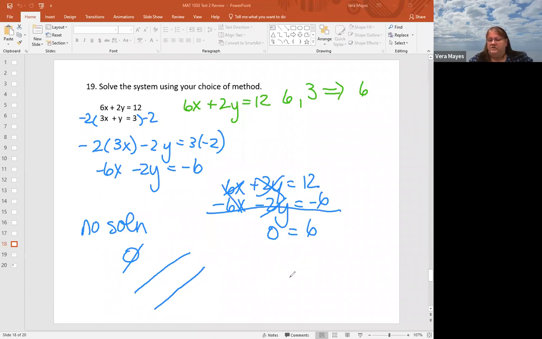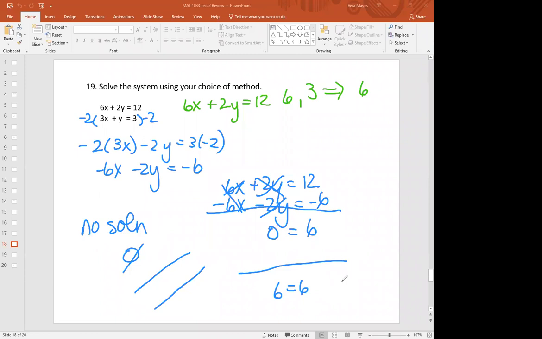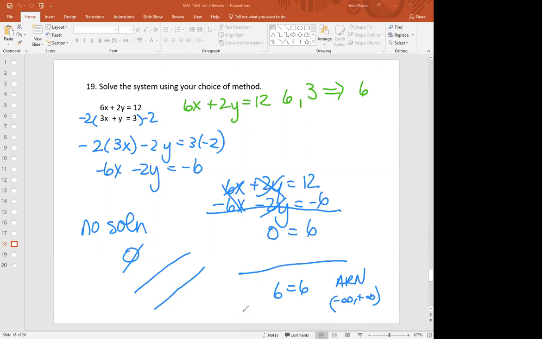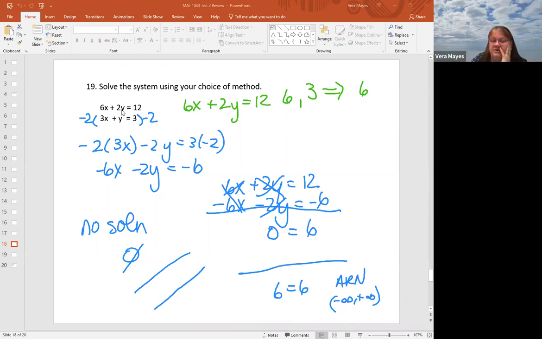Now, what would the answer have been if I'd finished this up and I had gotten 6 equals 6? Then what would I have said the answer was? Infinitely many. So all real numbers, or negative infinity to positive infinity, whatever choices you're given. If it's a pencil paper test, just write all real numbers or always true, something like that. So either using the elimination addition method or substitution, your choice. Nobody's going to tell you how you have to do those. And you got to decide what's the easiest for you.